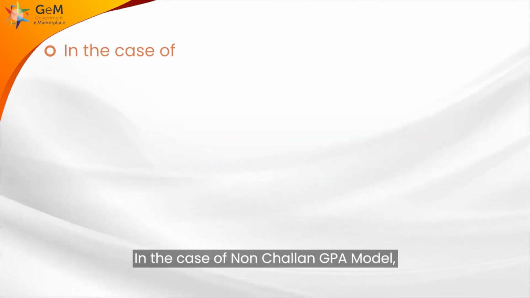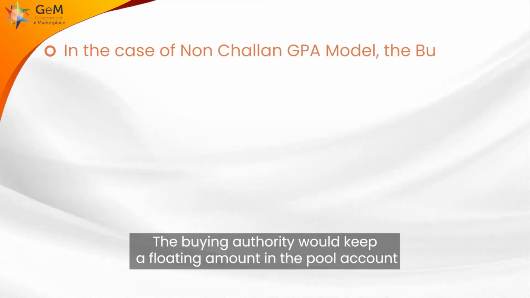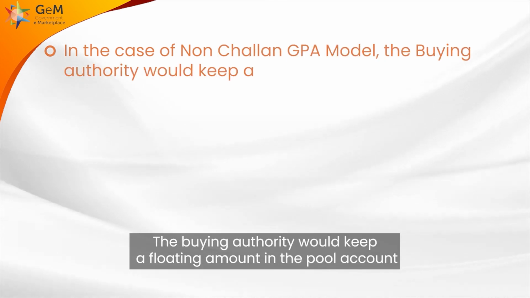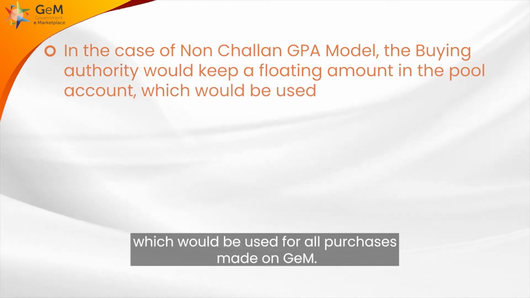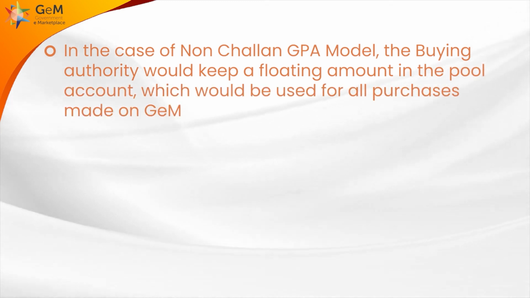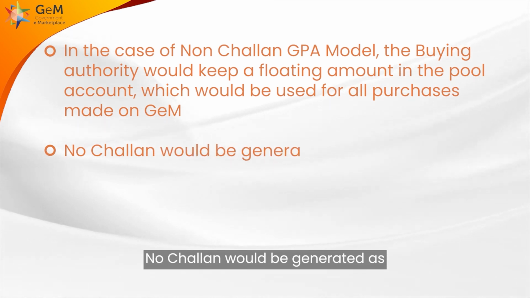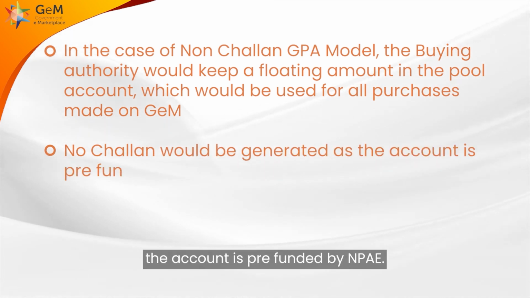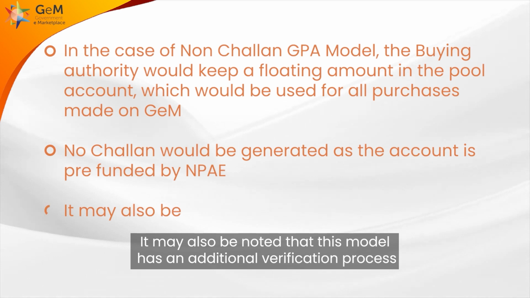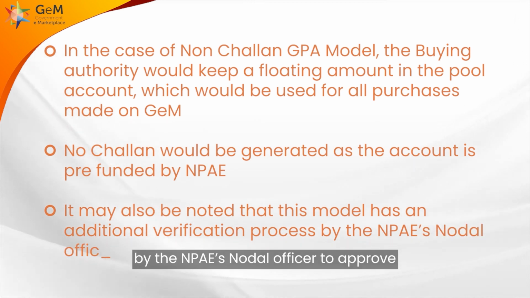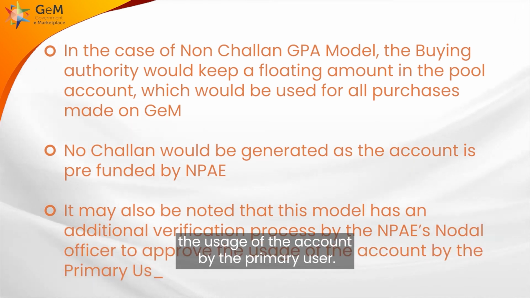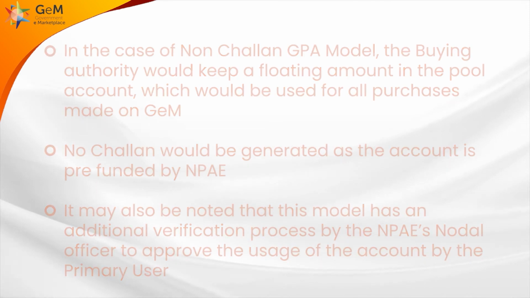We will now take a look at the non-Challan GPA model. In the case of the non-Challan GPA model, the buying authority would keep a floating amount in the pool account, which would be used for all purchases made on GEM. No challan would be generated as the account is pre-funded by NPAE. It may also be noted that this model has an additional verification process by the NPAE's nodal officer to approve the usage of the account by the primary user.